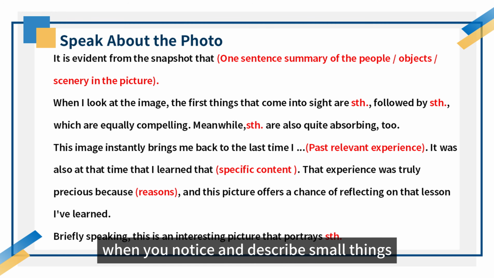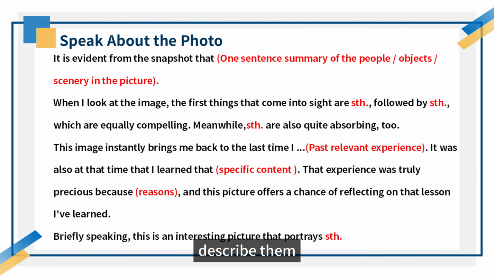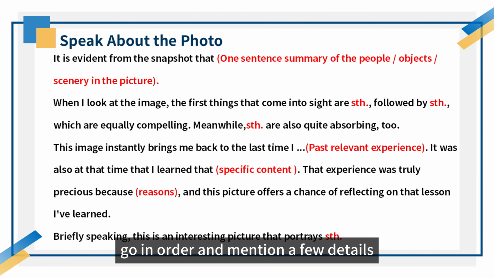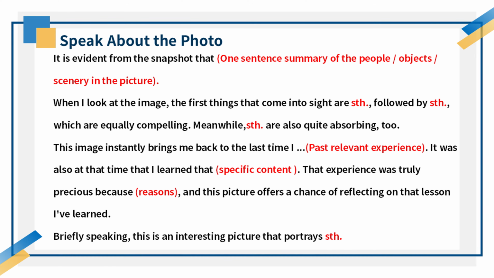Examiners love when you notice and describe small things. Don't just say there are 2 people. Describe them. The man in a white t-shirt is holding a ball. Go in order and mention a few details. The more specific you are, the better.